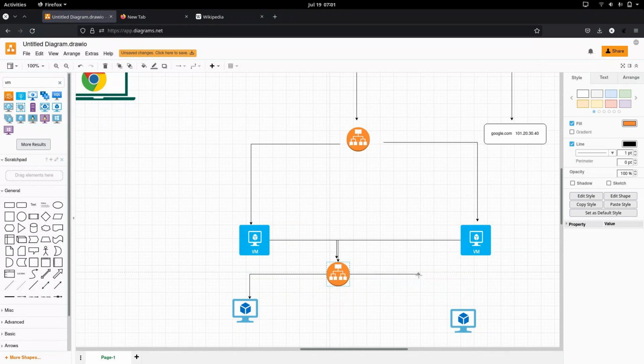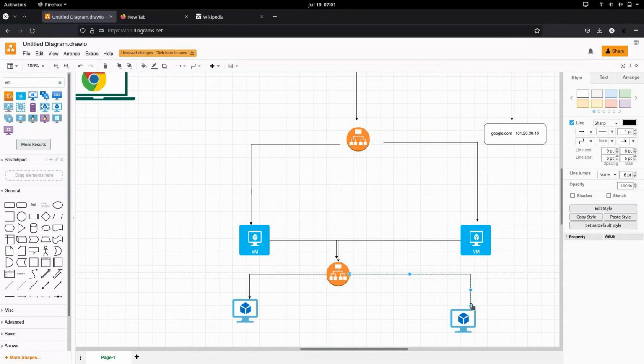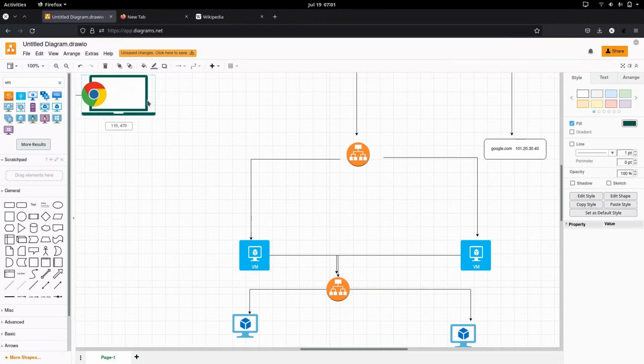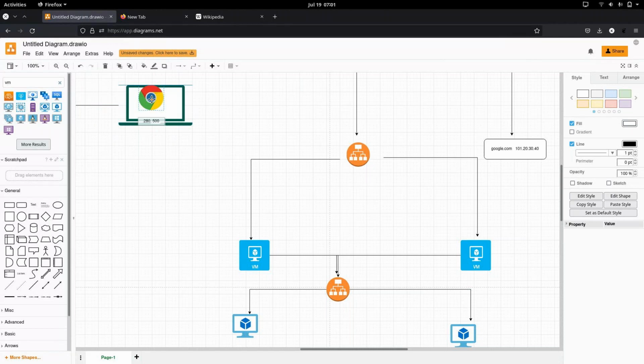So this kind of setup is known as a three-tier architecture. You have the application layer, you have the web layer, you have the database layer, and you have the user. This is called your three-tier application.